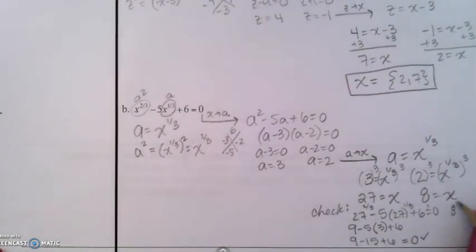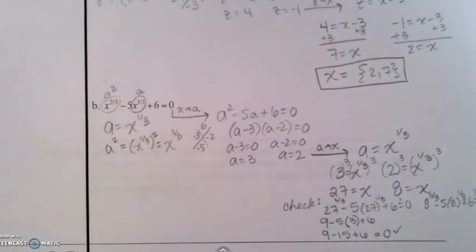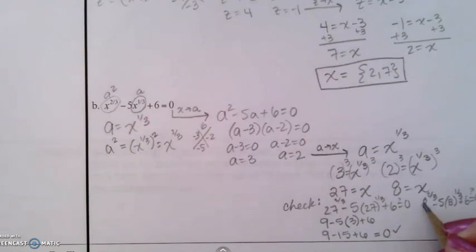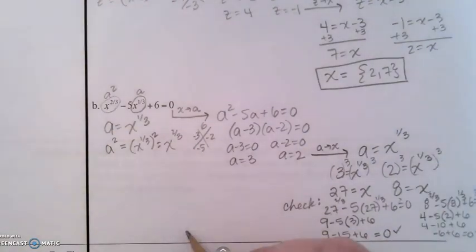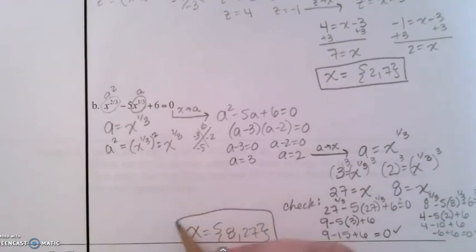And then we're checking our second one. So again, 8 to the 2/3 minus 5 times 8 to the 1/3 plus 6. Does it equal 0? Well, the cube root of 8 is 2, squared is 4, minus 5 times the cube root of 8, which is 2, plus 6. 4 minus 10 plus 6. 4 minus 10 is negative 6, plus 6 equals 0. And so they both work. So our answer is x equals 8 and 27.